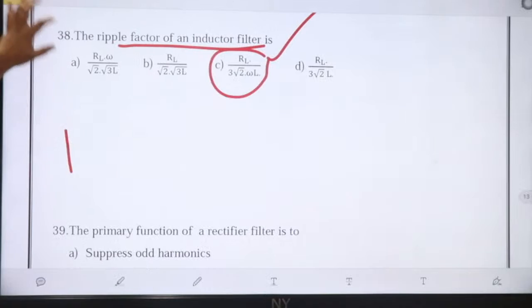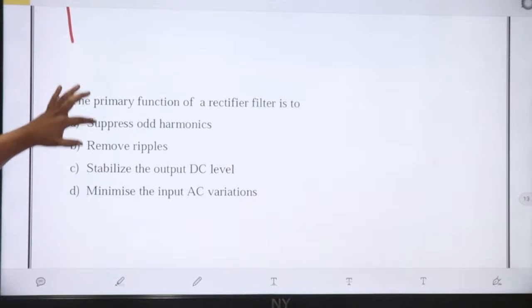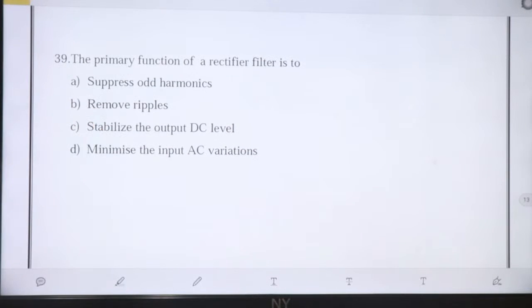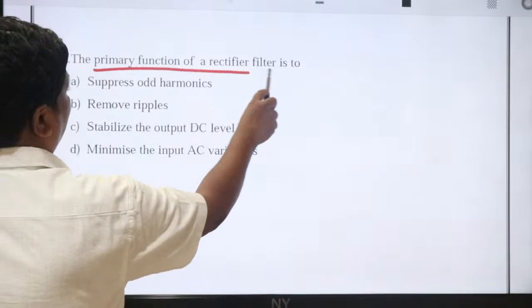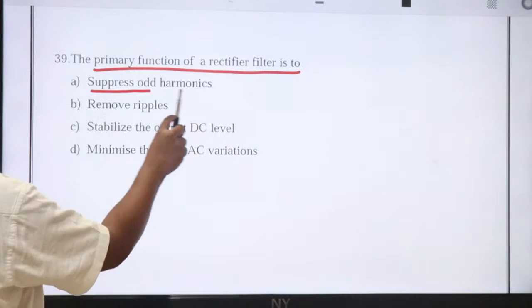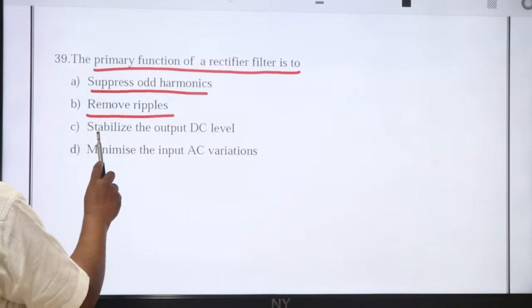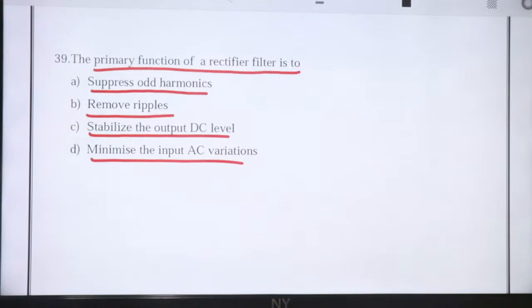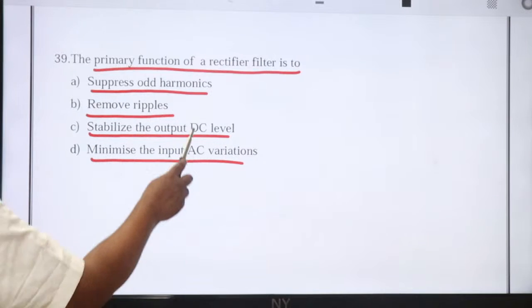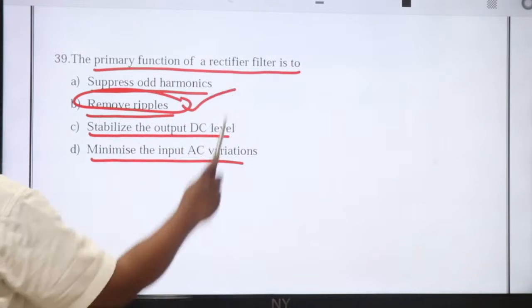the primary function of a rectifier filter is to: suppress the odd harmonics, remove the ripples, stabilize the output DC level, or minimize the input AC variations. Tell me, mainly what is that? Ripple quantity can be reduced. Mainly it will reduce the ripples.